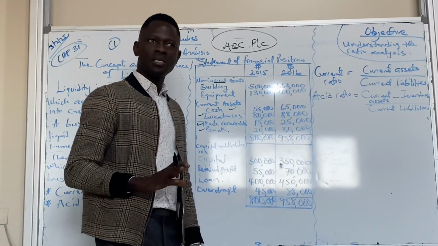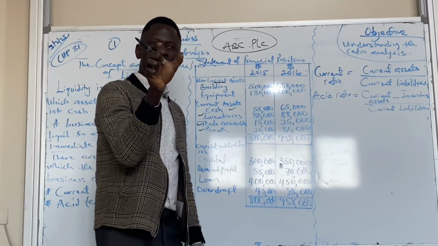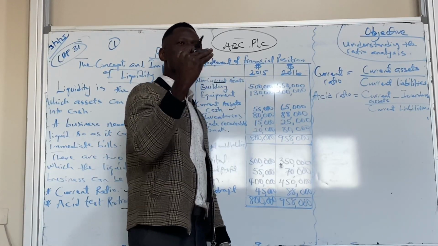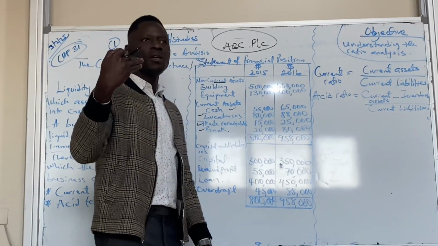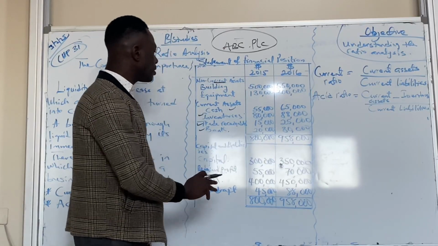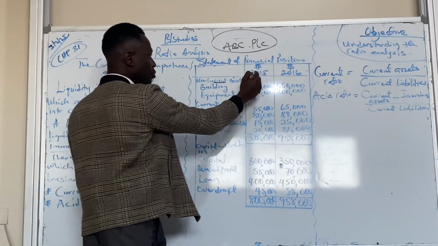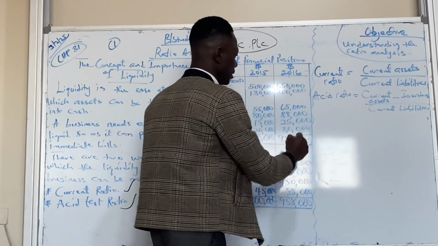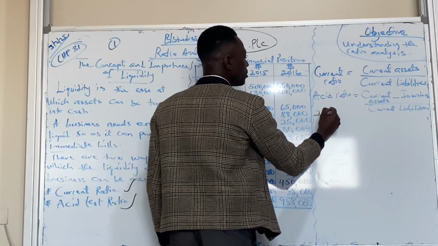Do you understand current liabilities here? We call them current liabilities because you have to pay back within a short period of time. We call them non-current liabilities because they are expected to be paid after more than a year. So now we have all this analysis for 2015 and 2016. So we need to get the current ratio for 2015.